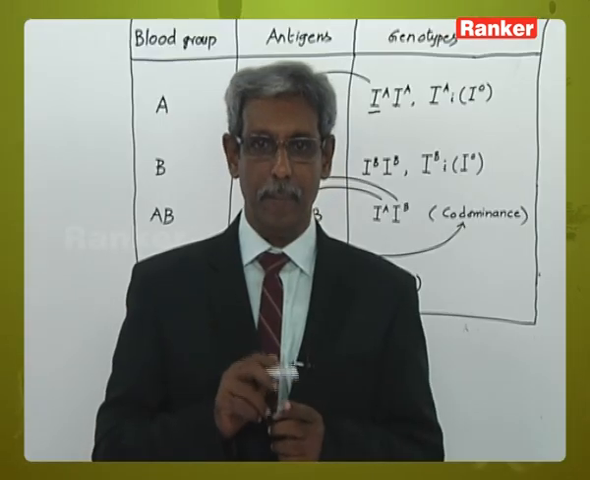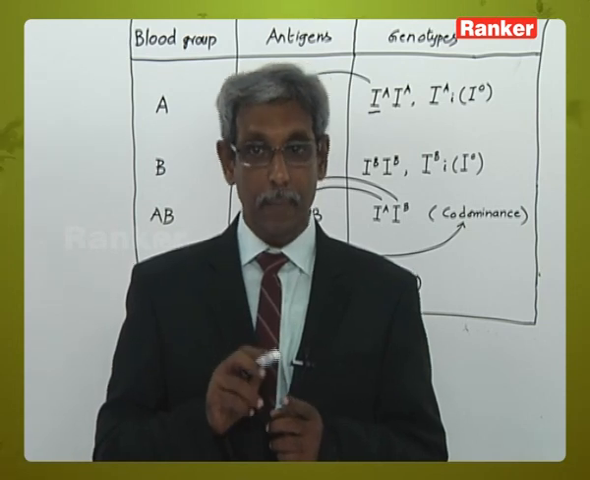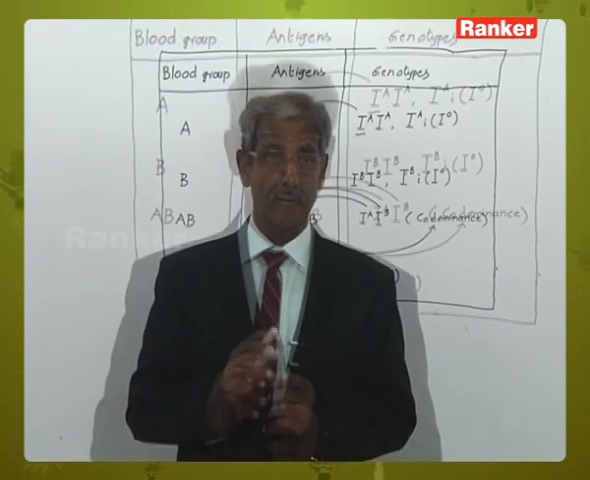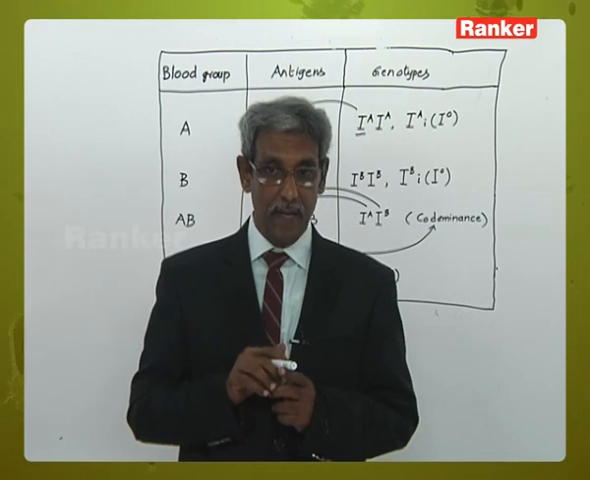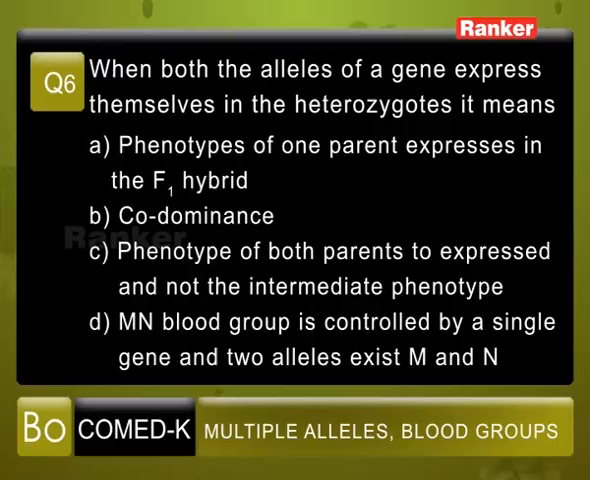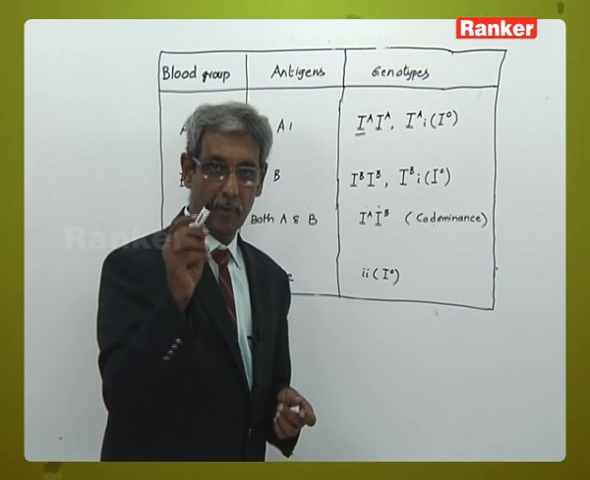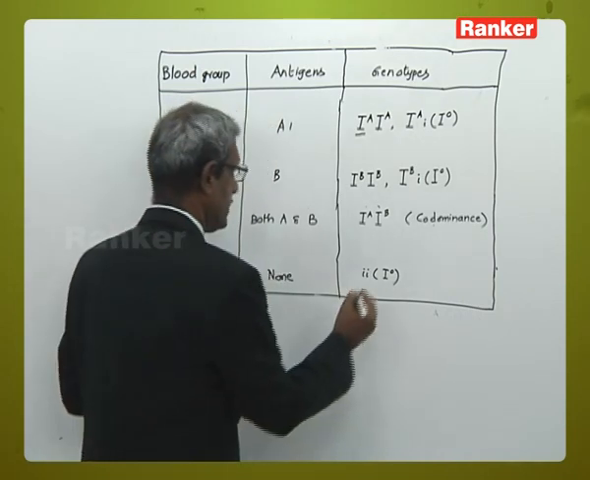It cannot be the phenotype of one parent which expresses in the F1 hybrid. The phenotype of both the parents is expressed, but not an intermediate phenotype. It does not go that way. And MN is an obsolete method of classification of blood groups. So the right choice seems to be codominance. In the case of codominance, both the genes are expressed. Hence the answer B is correct for question number 6.